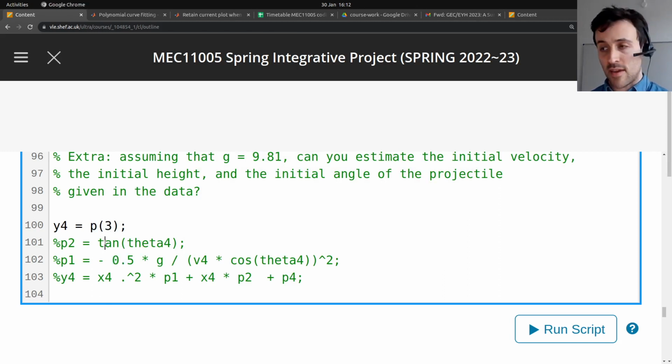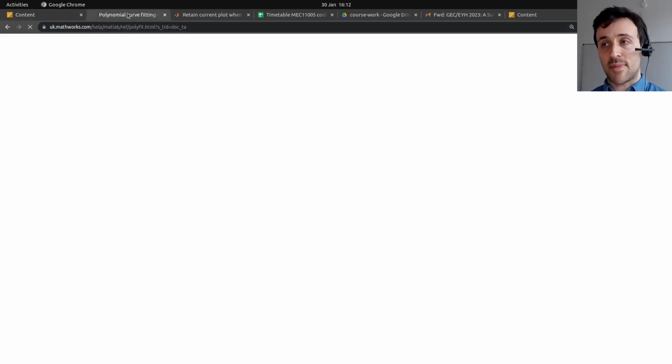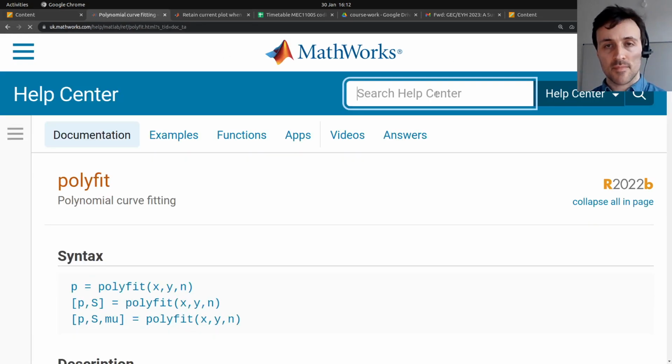Here we have that P2 is the tan of this angle. So what we really want is to find out this angle. So what you want to do is apply what's called the arctan to both sides of this equation. Again, you should go to the MATLAB help.